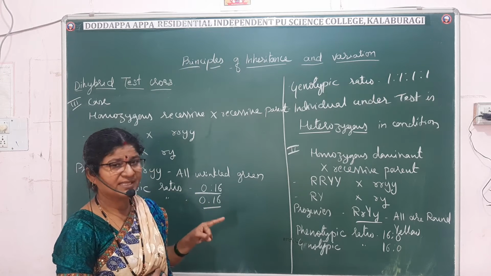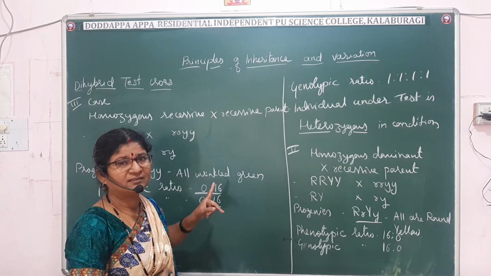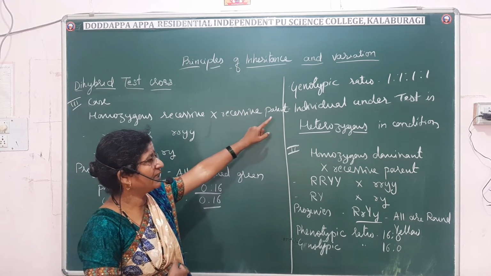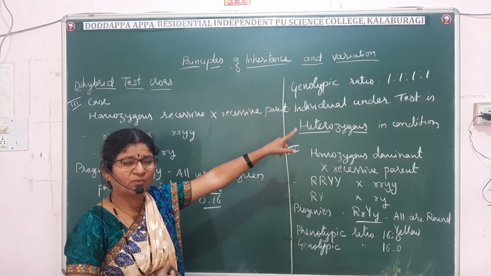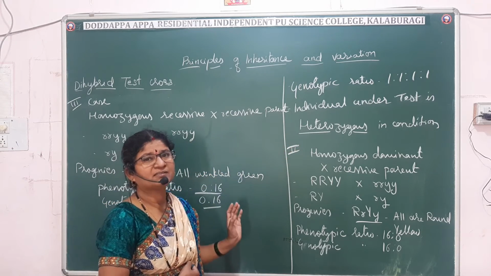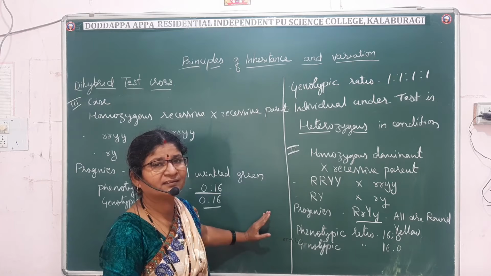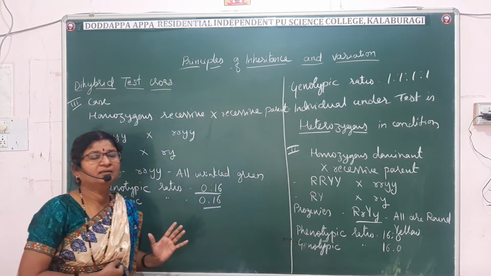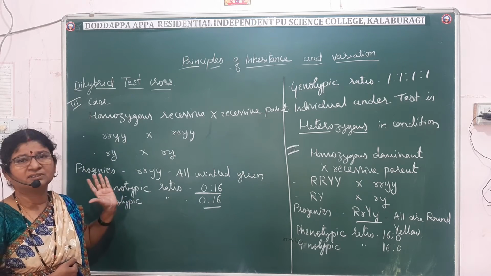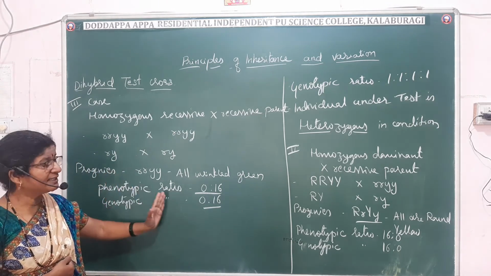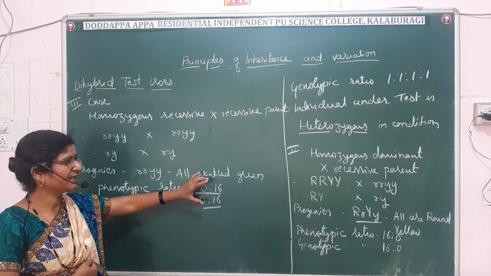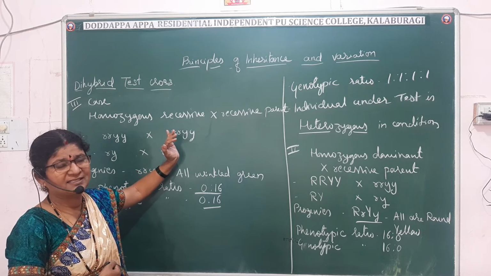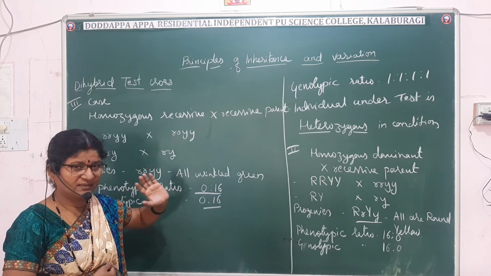Under heterozygous condition, when both the factors are heterozygous, then we will get the genotypic and phenotypic ratio as 1:1:1:1. And if it is homozygous for the dominant character, then you will get 16:0, both the ratios. And when it is recessive for the given character, then you will get 0:16. Sometimes the ratio may be given and the individual under test can be asked in the CET. Hope it is clear.